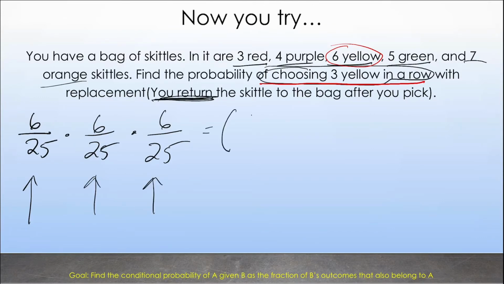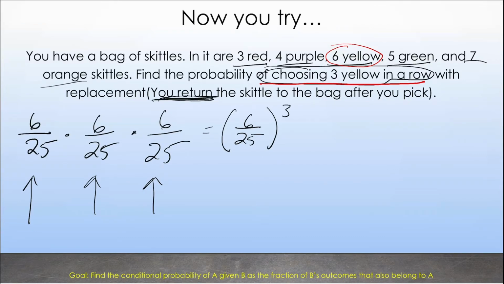Because of that, I could put this in the calculator as 6 over 25, all to the third power. Remember to use the parentheses here. That's important. Otherwise, you're only going to raise one of the ratios to a power. So I go 6 divided by 25 raised to the third power.